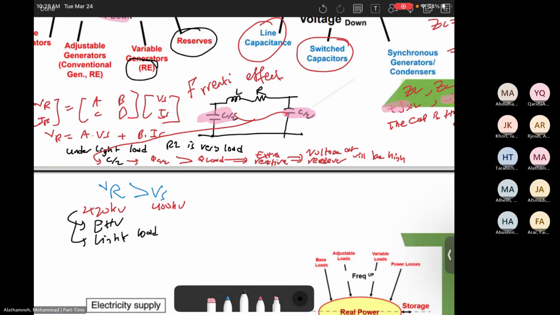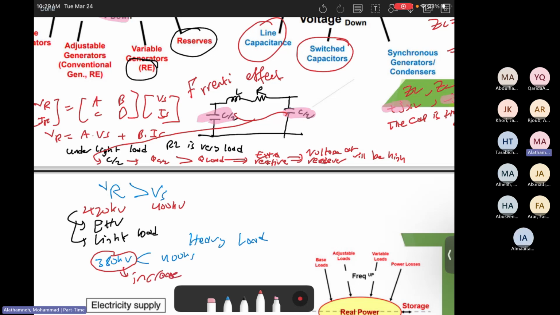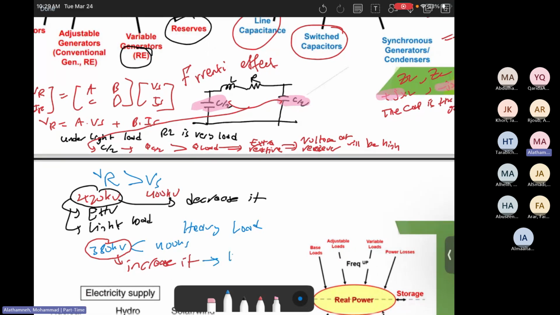However, under heavy load, what's happening is that the sending is 400 kilovolts, the receiver is 380 kilovolts. So the sending is larger than the receiving. This one is very low, then we need to increase it. This is in heavy load. While in light load, this is very high, we need to decrease it. How to increase the voltage? By turning on capacitors. Turn on capacitor bank.